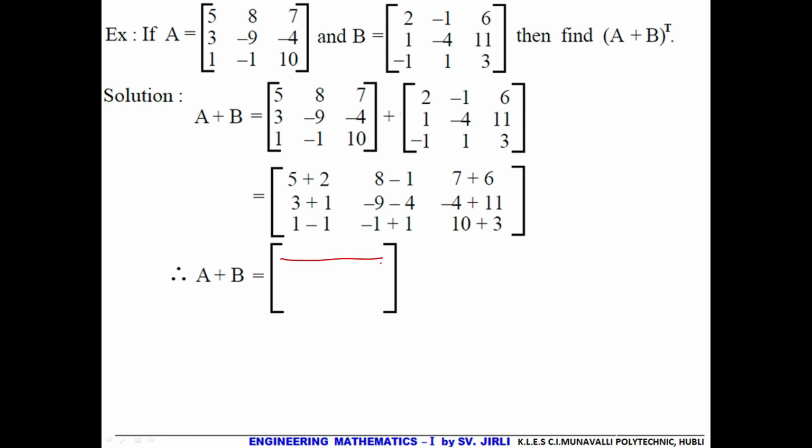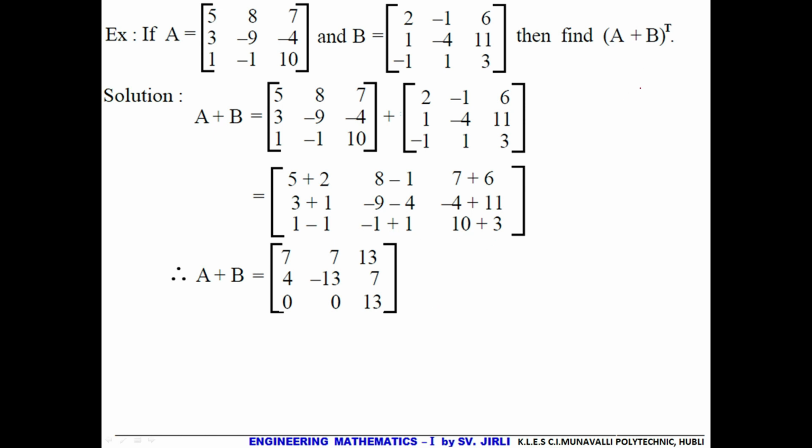Simple addition of numbers we see. Add the numbers. So, what is first row? It is 7, 7, 13. Second row 4, minus 13, 7. What is third row? It is 0, 0, 13. This is A plus B.